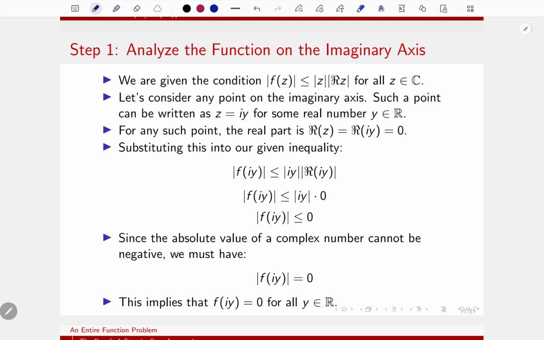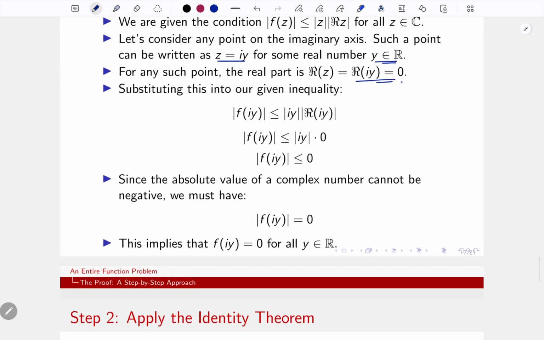Now let us do our job. We are given that mod f(z) is less than or equal to mod z times the real part of z for every z in the complex numbers. So we traverse through the imaginary axis. If I traverse through the imaginary axis, then z should look like iy, where y is a real number, right? And for any such point, the real part is 0. Therefore, the modulus of f(iy) should be less than or equal to modulus of iy times the modulus of the real part of iy, which is 0.